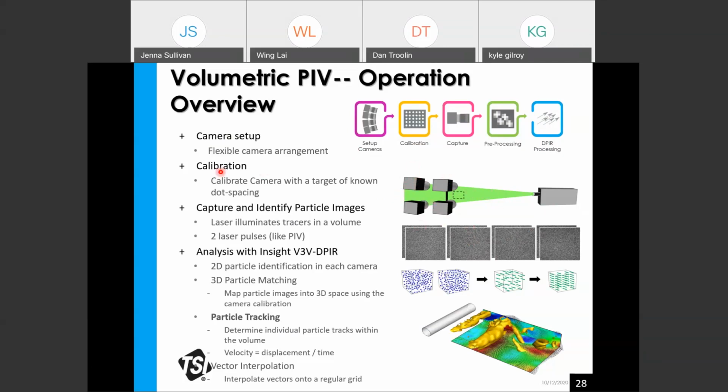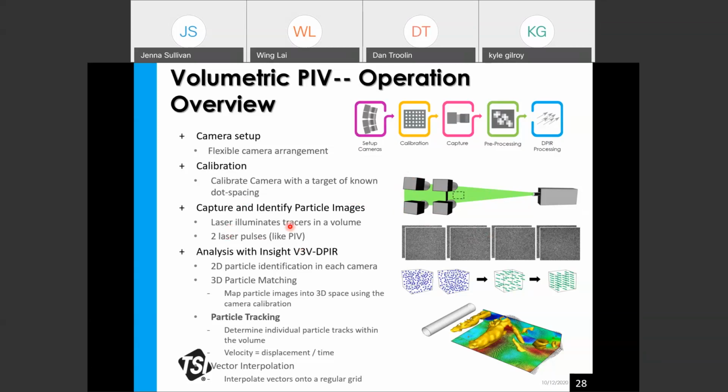So we use a calibration target, essentially a target with dot spacings, to establish a relationship between the image captured by the cameras and the actual location of the particle in the volume. So effectively, we can see what's really going on between the particles and the actual volume in the fluid space. Once that is established, then we can go ahead and do the image captures.